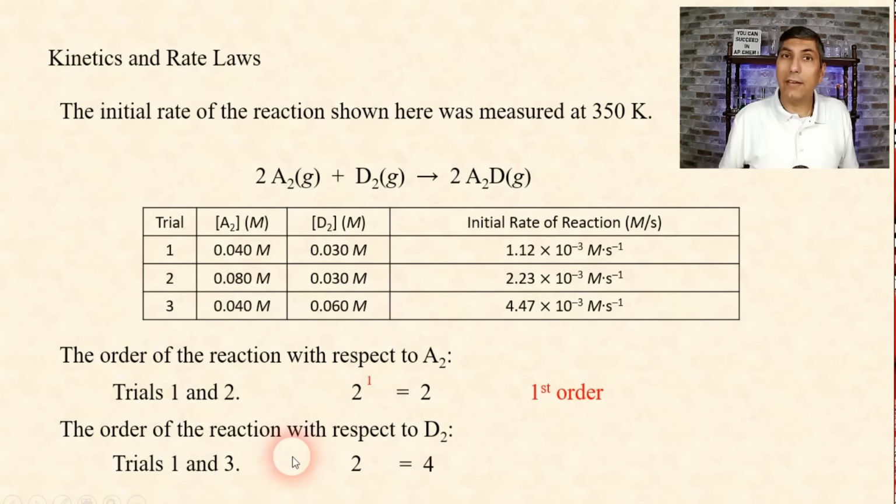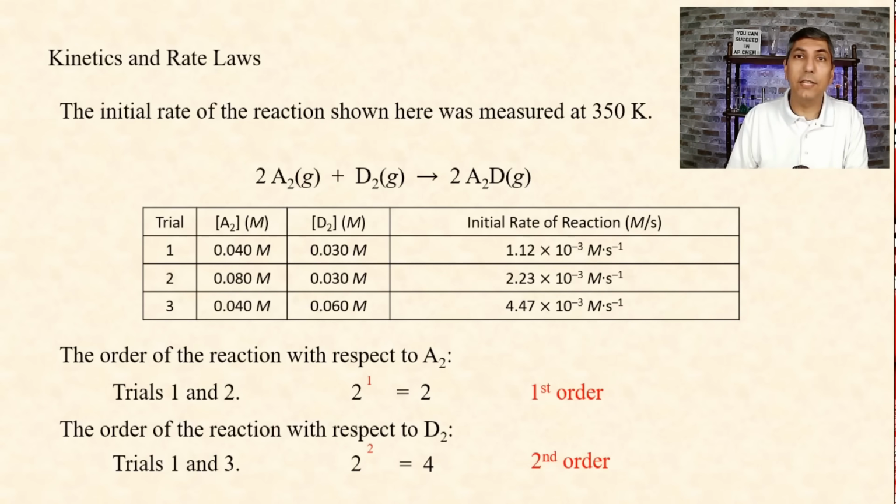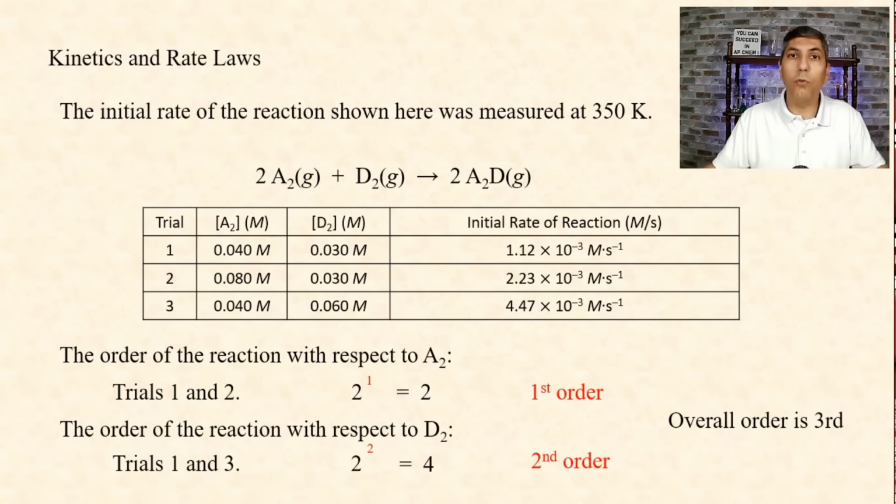So once again, we have to ask ourselves, what is the power here? If the concentration is doubling and the rate is quadrupling, what power is that? 2 to what power is 4? Well, it's the second power. And so that means that the reaction is second order with respect to D2. Now, the overall order of this process is just the sum of those two individual orders. So 1 plus 2, of course, is 3. And so this is overall a third order process.